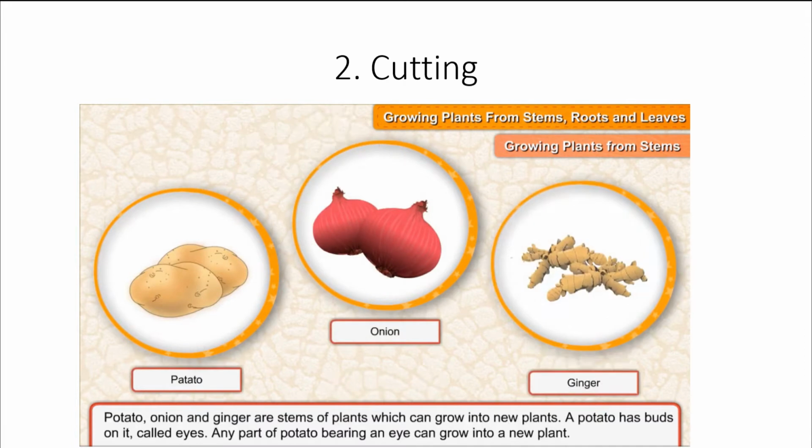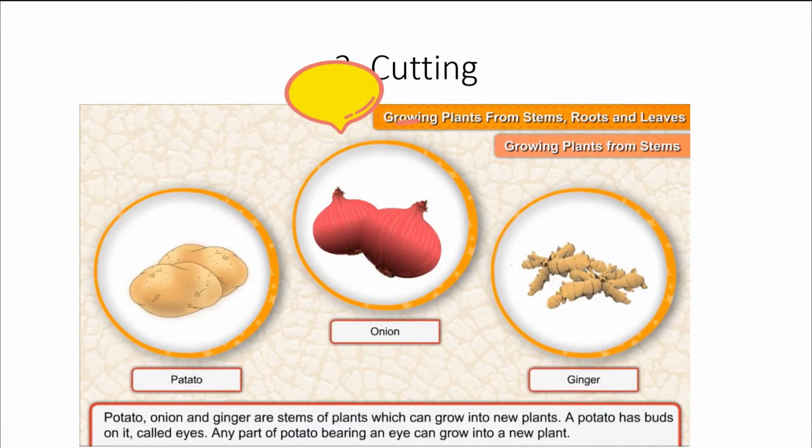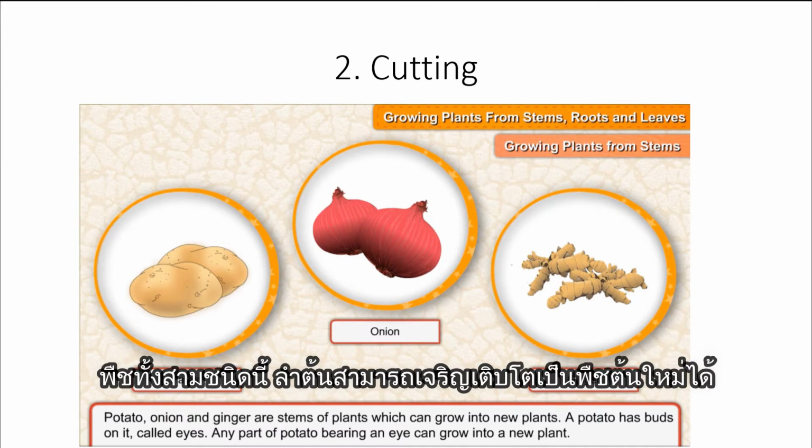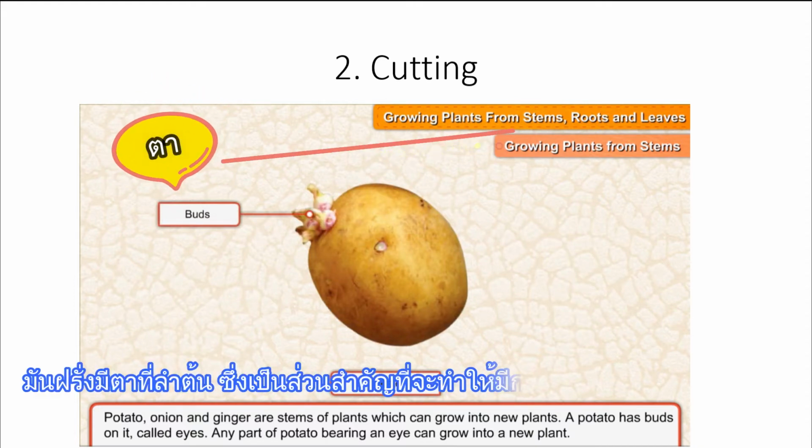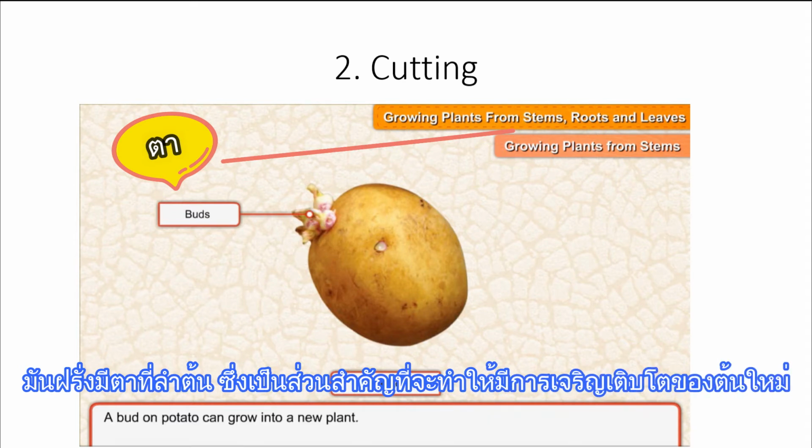Potato, onion and ginger are stems of plants which can grow into new plants. A potato has buds on it, called eyes. Any part of potato bearing an eye can grow into a new plant. A bud on potato can grow into a new plant.